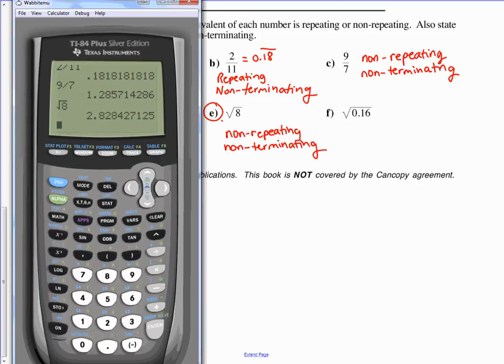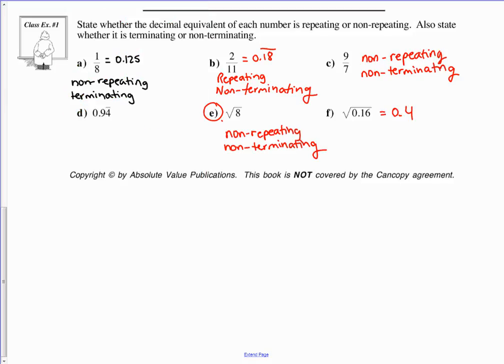Last one. 0.4. That's it. So that would be non-repeating, but terminating. It ends. Does not keep going. Okay, easy. Should be review, right? Turn the page.